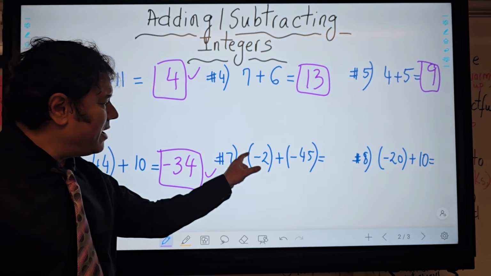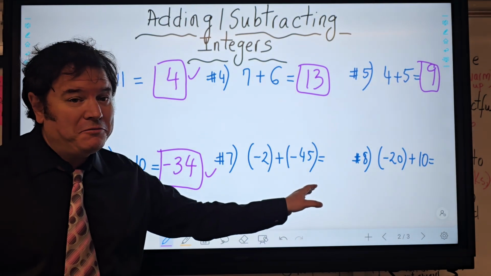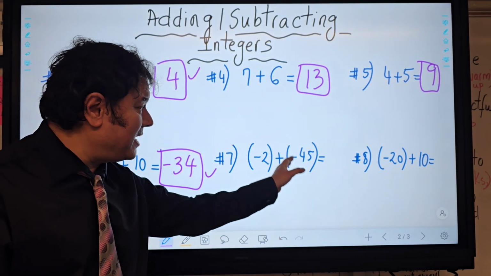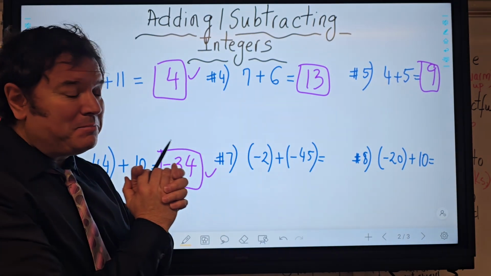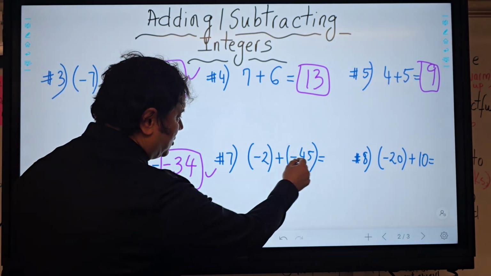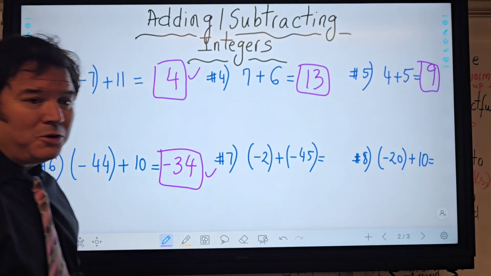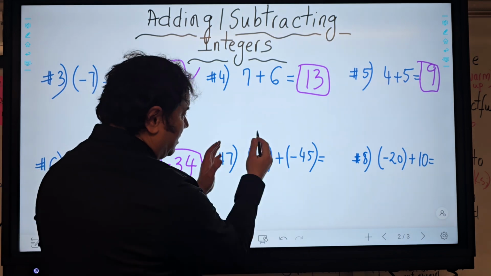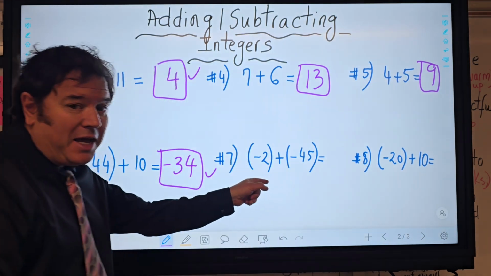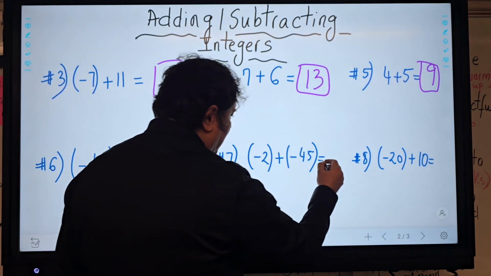Number 7, we have negative 2 plus negative 45. Same signs, add and keep, right? So let's add. So we have 45 plus 2 becomes 47, right? But because the signs are negative, final answer, negative 47.